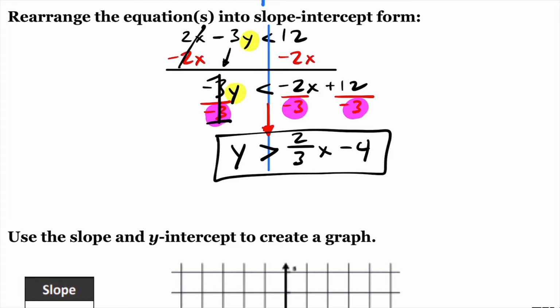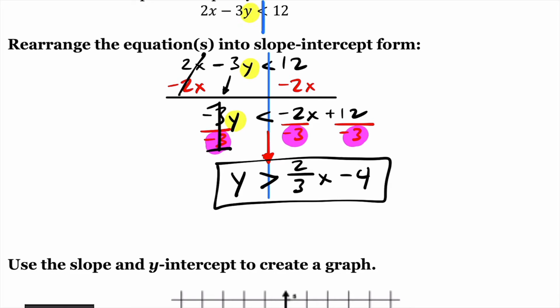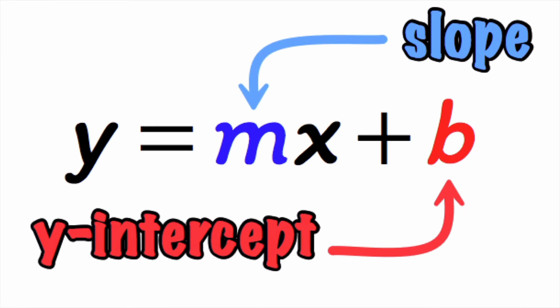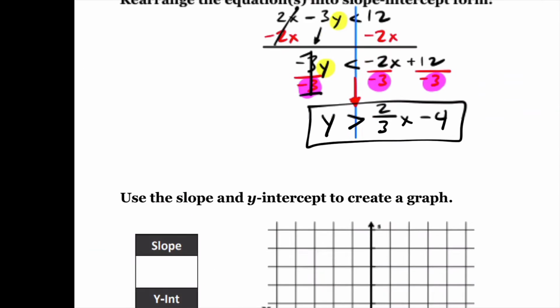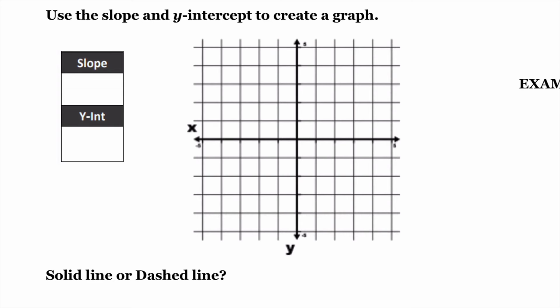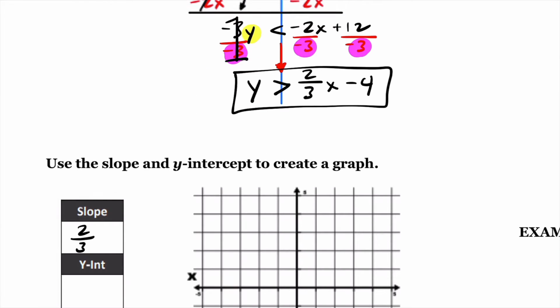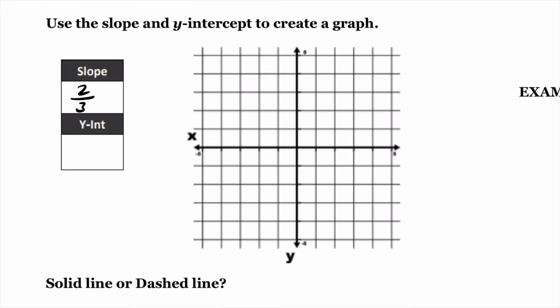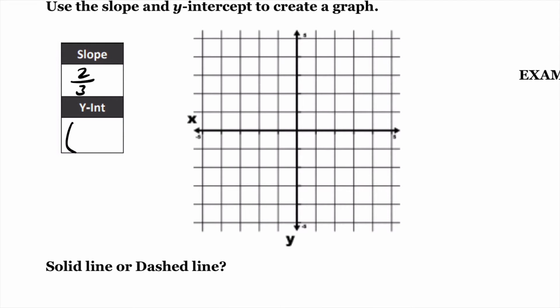Okay. Step 2 is, now that you have that by itself, what is the slope? What is the y-intercept? So what is going to be the slope here? Which one is in the slope position? 2/3, right? So we're going to write that in the box. We're going to say 2/3. What is in the y-intercept position? Negative 4, right? So we're going to write negative 4, but this is how we're going to write it.